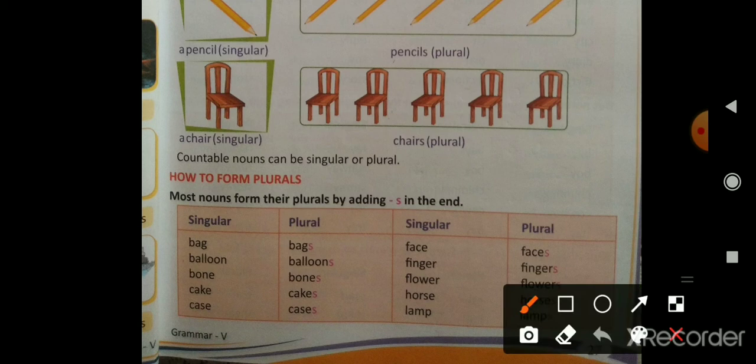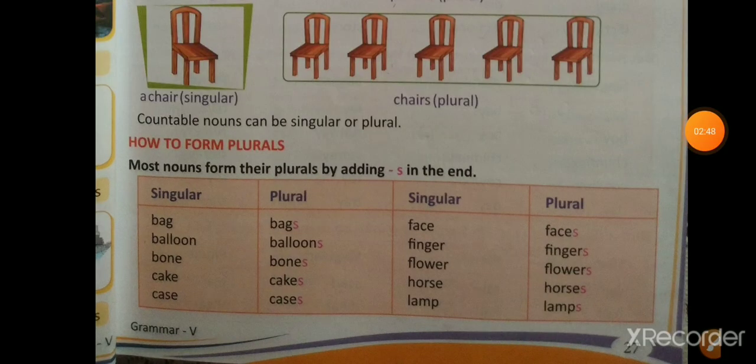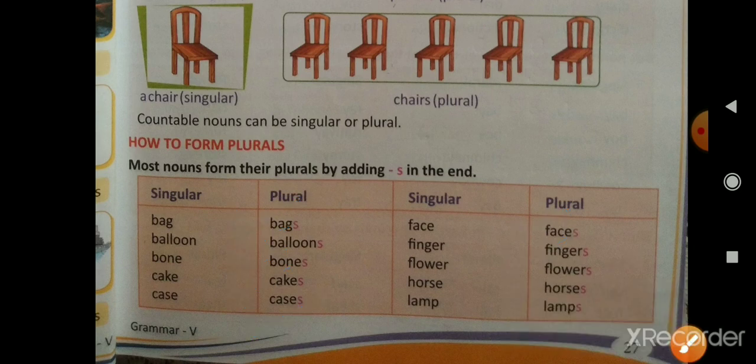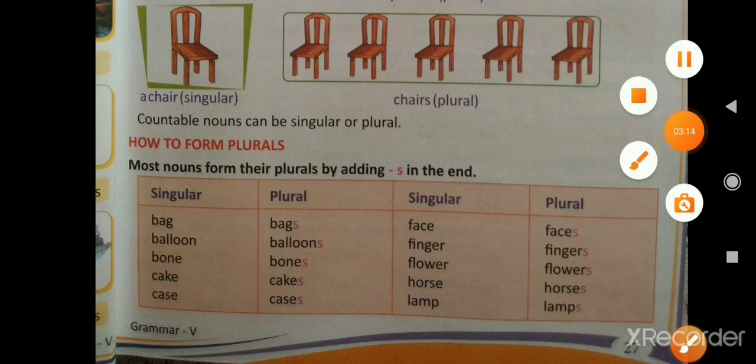Now students, some rules have been given here on how we form plurals. So let's read it. Most nouns form their plurals by adding s in the end. So some examples have been given here and these are the words. In the end of these words we will add only s to make it plural. So let's read it. It is bags, balloons, then bones, cakes, cases, faces, fingers, flowers, horses and lamps. Now students, you turn the page.